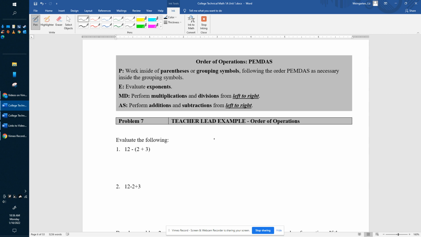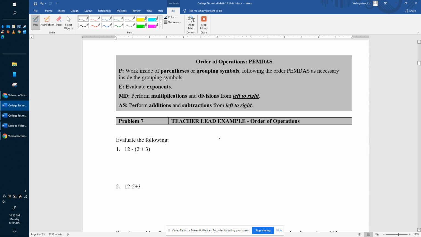After evaluating the exponents, do the multiplication and division from left to right. So some people say, oh, you should do division first. No, that is not the case. You have to perform them left to right. And then finally perform addition and subtraction from left to right.